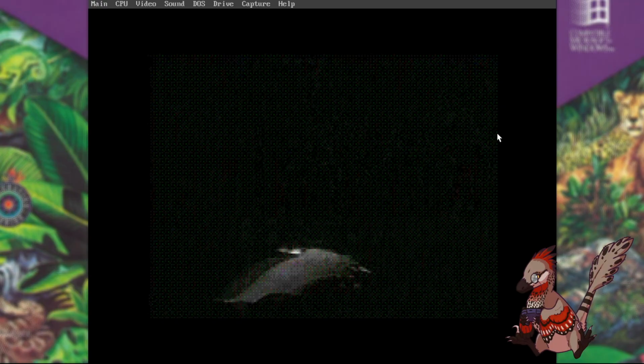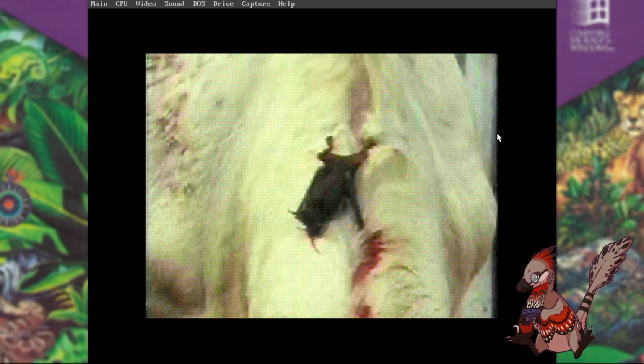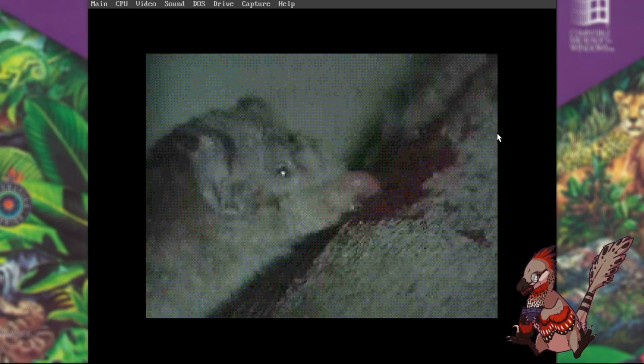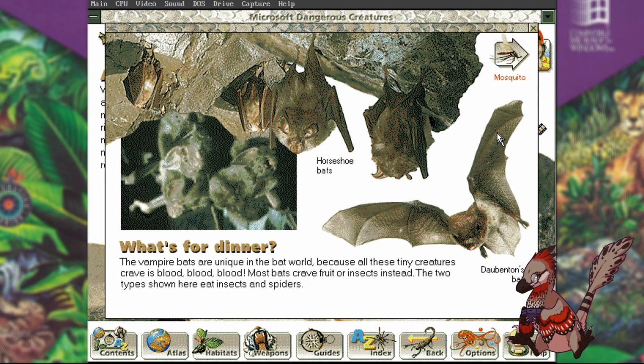Vampire bats look for large, warm-blooded animals. I'll bite him. Just a tiny bite. That doesn't look like a tiny bite to me. That looks like a big bite to me. That wasn't a tiny bite. What's for dinner? The vampire bats are unique in the bat world because all these tiny creatures crave is blood, blood, blood. Well, that sounds terrifying.